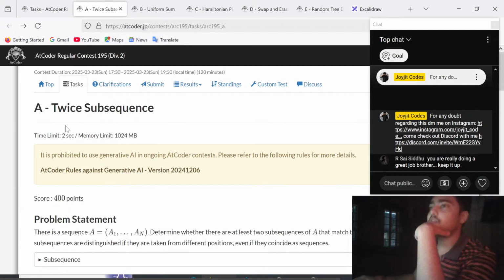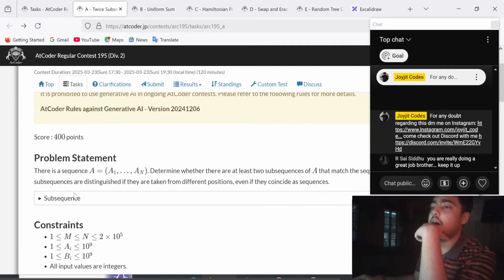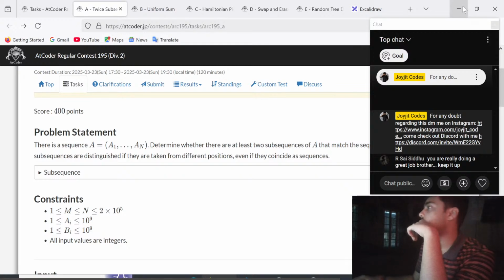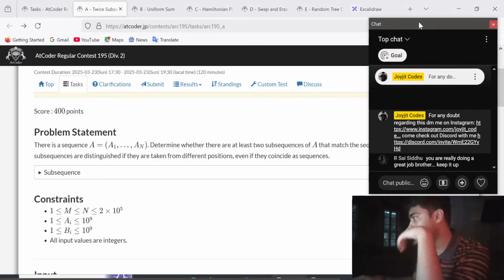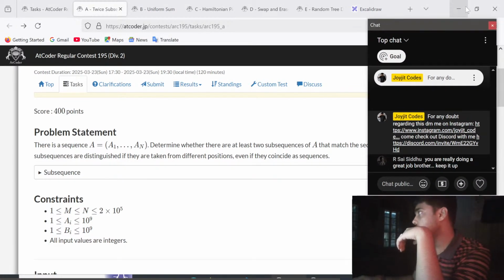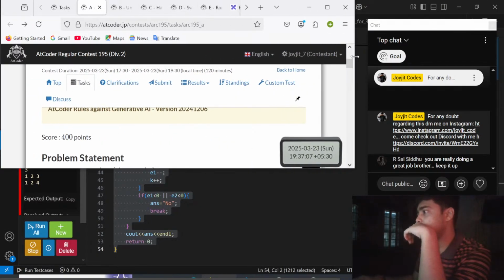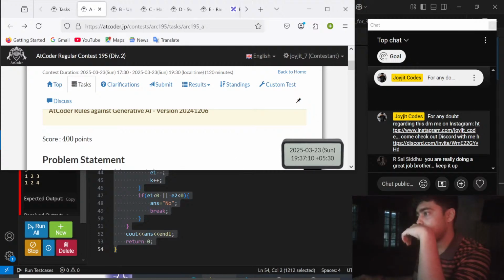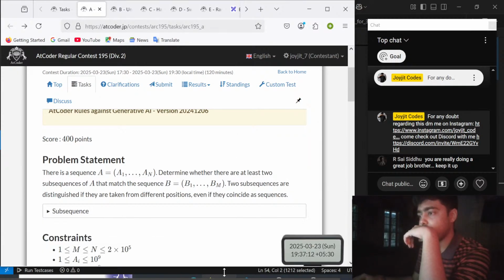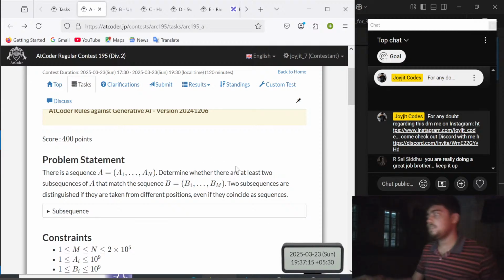The first question is Twice Subsequence. The problem statement is that, I think we won't be able to see this if this is on, so I need to make it like this, right? Now I think it will be better. The problem statement is very simple. There is a sequence A equal to A till N. Determine whether there are at least two subsequences of A that match the sequence B. Two subsequences are distinguished if they are taken from different positions, even if they coincide as sequences.